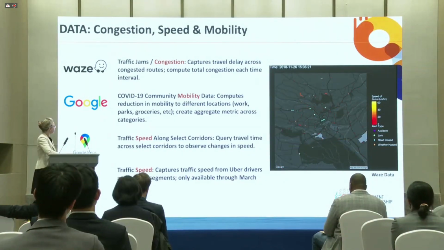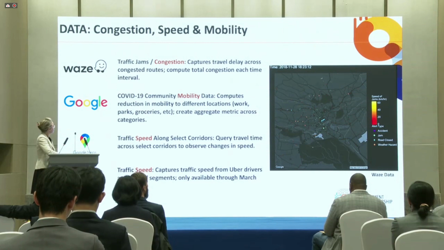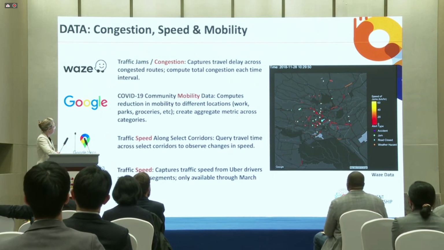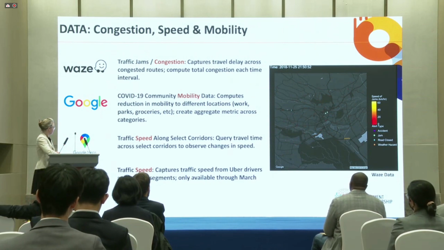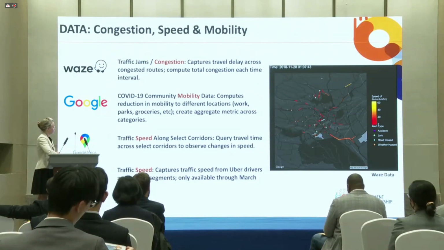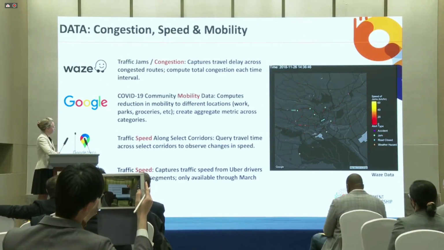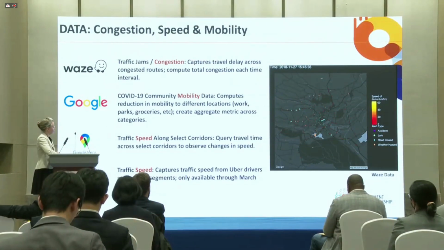And then for looking at congestion, speed, and mobility, we take data from private sector sources. So here we're using Waze data to look at congestion. We're using Google data to look at mobility patterns and traffic speed. And we're also bringing in data from Uber to look at traffic speed. So again, pulling together data from a number of different private sector data sources, mostly coming from the Development Data Partnership, to get a sense for both crashes, but also changes in mobility patterns as well.